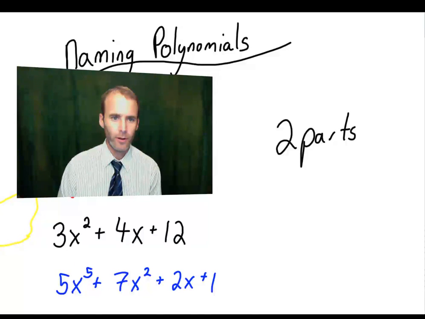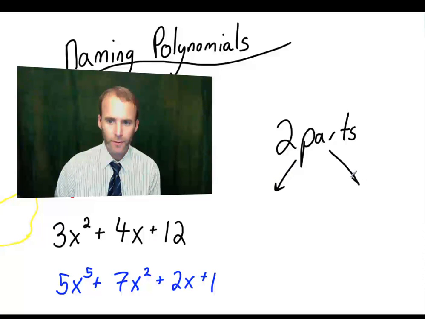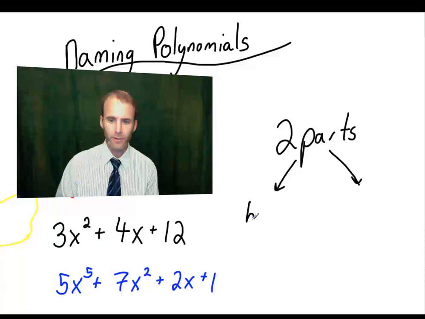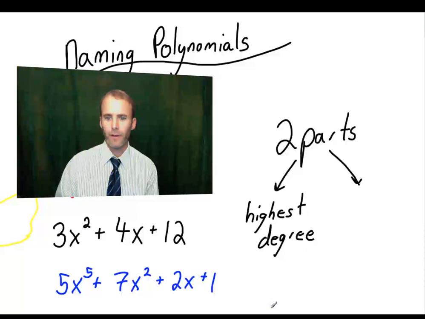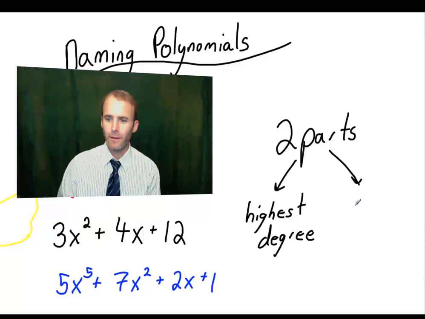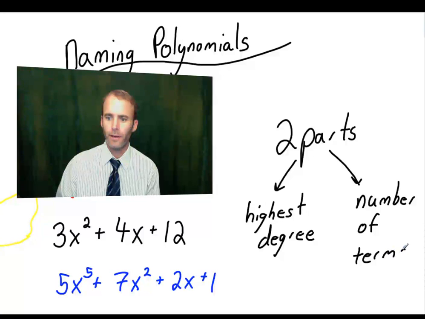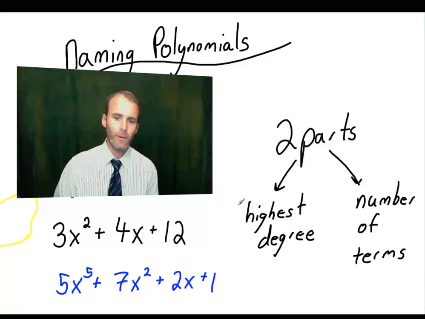So when we're naming polynomials, because that's our objective, we're going to have two parts. So our first part of naming is we're going to name the degree, so the highest degree. And the second part of that is we're going to name the number of terms. So when we're naming a polynomial, we name it by the highest degree and the number of terms, and that's how we can signify what type of polynomial it is.